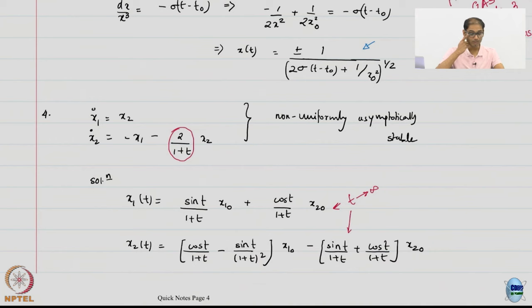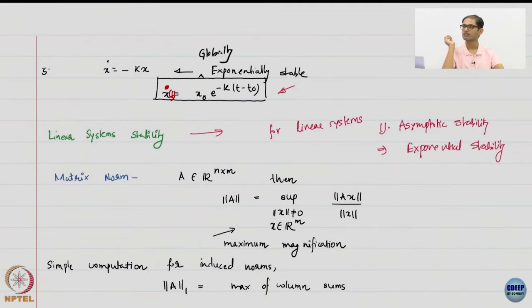So even to evaluate non-uniformity using these definitions would be rather difficult. Okay, any questions?